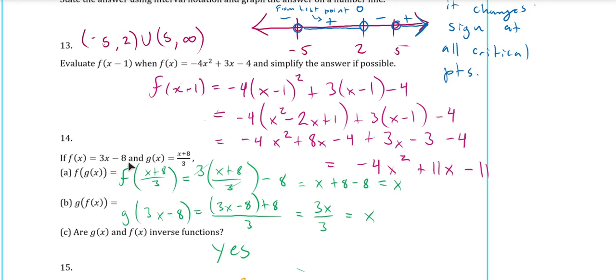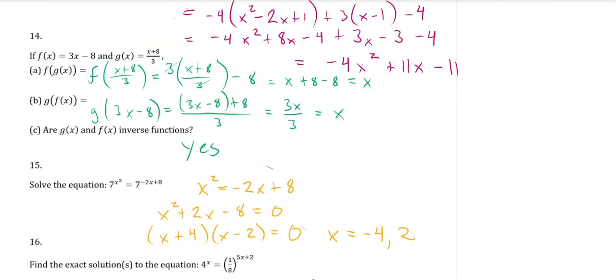Likewise, if I take 3x minus 8 and I plug that into the rule for g of x, add 8 and then divide by 3, first the 8's cancel, then the 3's, and this just gives me x back. When both left and right composition give us our identity function, y equals x, we found that these two are inverses of each other.